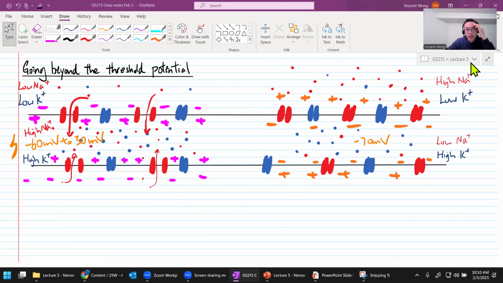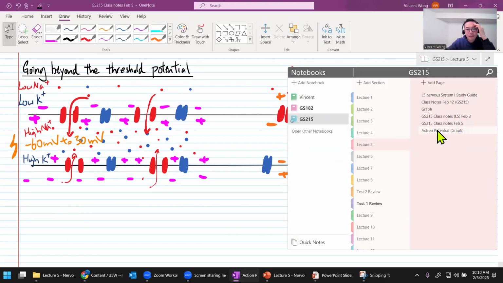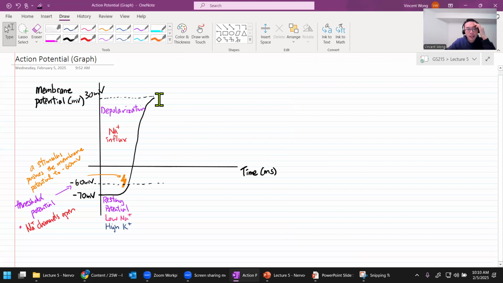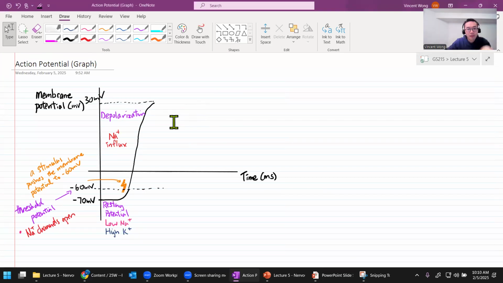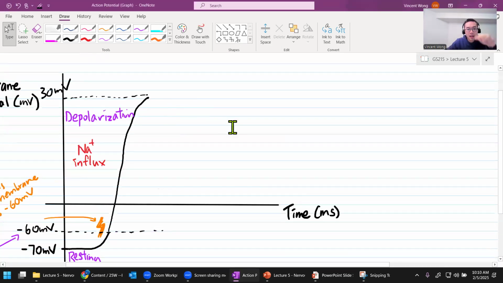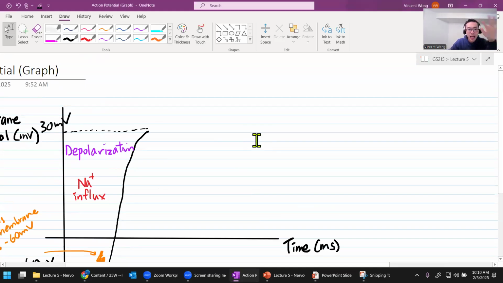Okay, so we are at the top of our graph, which is right here at roughly positive 30. And three things are going to happen at this point. Let's write it down. Number one.